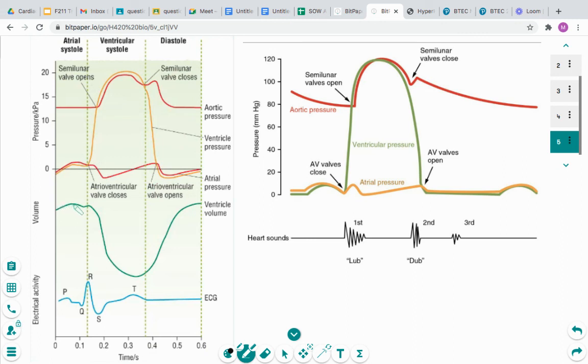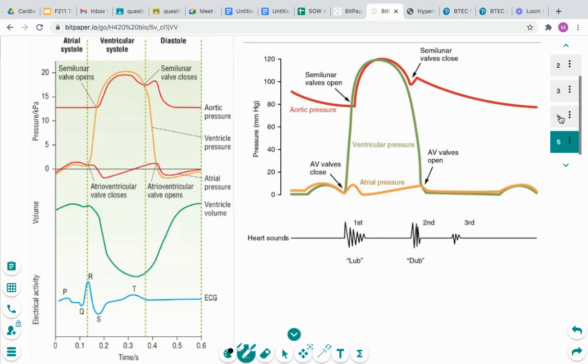Volume is suddenly dropping here. Why is the volume of the blood dropping? You can see there it's dropping down. Well, that's because the ventricles are contracting, they're squeezing, the space is getting smaller, the blood is being emptied out, and then it suddenly starts to go back up. That tells us the ventricles are relaxing, the space is getting bigger, and blood can start entering again.